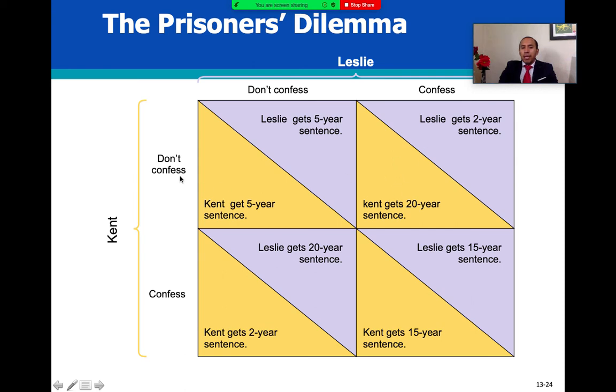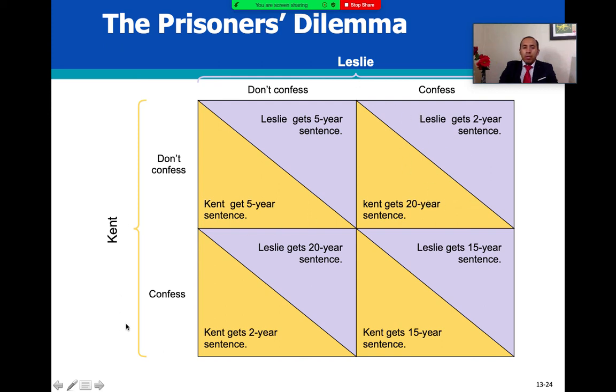This is only under the assumption that Ken does not confess. Ken does not confess. He's going to stay quiet, and Leslie confesses. She gets a 2-year deal because she's looking after herself, and Ken stays silent. He thinks that Leslie's not going to give him up, but she does. And she takes 2 years instead of 5, and Ken gets the maximum penalty of 20 years. This is if Leslie confesses and Ken does not.